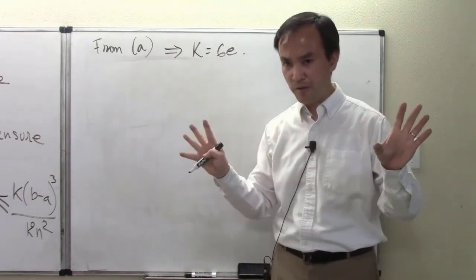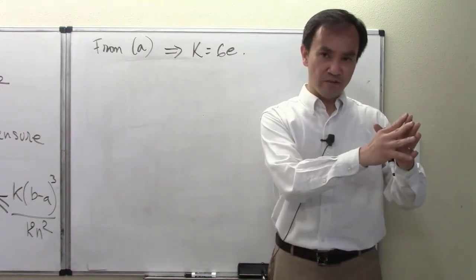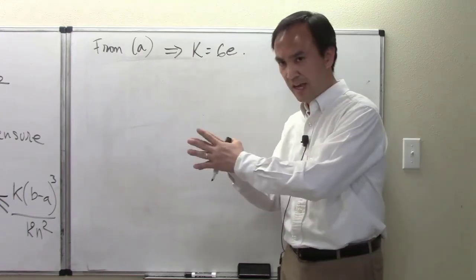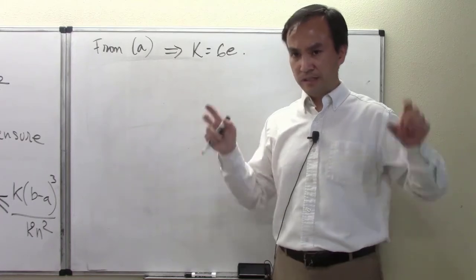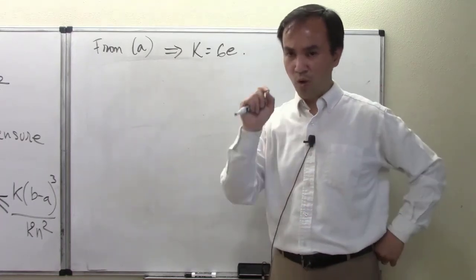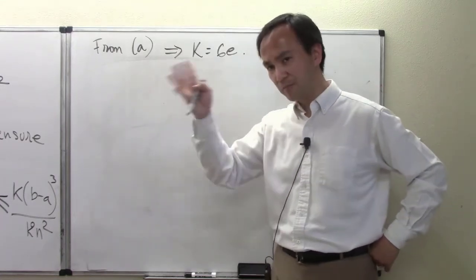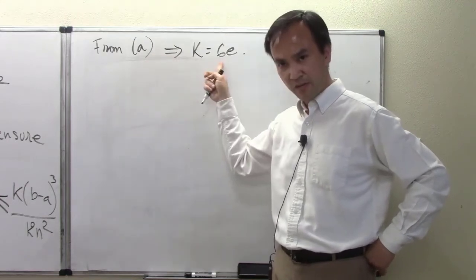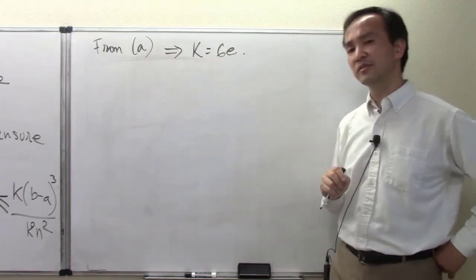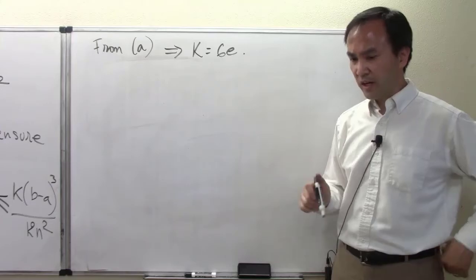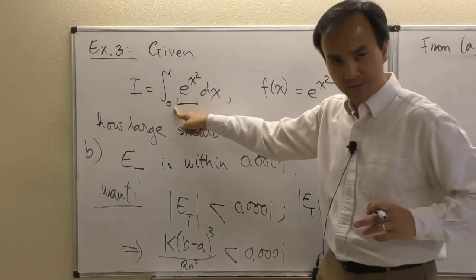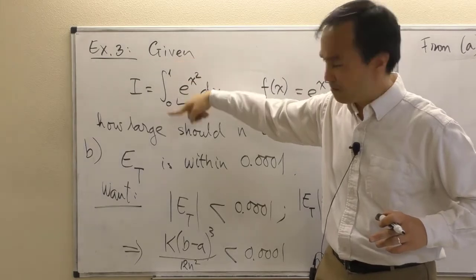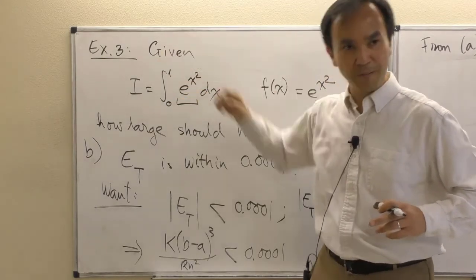The two formulas for error bounds, one is the error bound for the midpoint rule, and the other is the error bound for the trapezoid rule, but they both use the same k. That's why once you found the k from part A, we can reuse that k. So k here is 6 times e. And we're still working over the same interval. For this problem, a is 0 and b is 1, so the interval from 0 to 1.